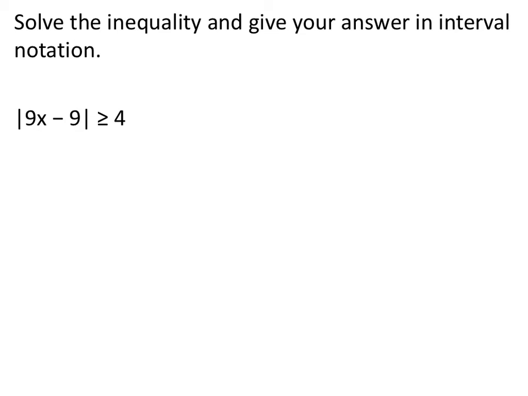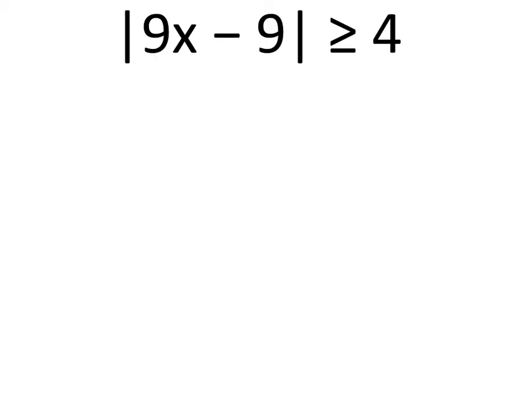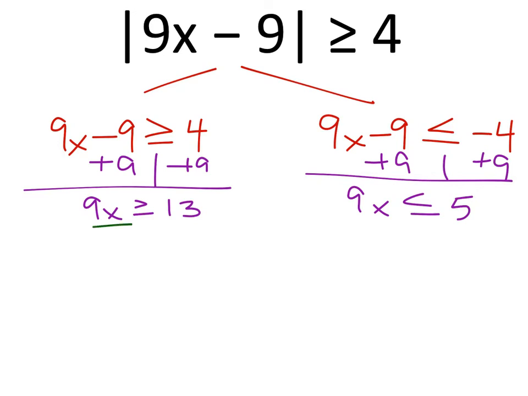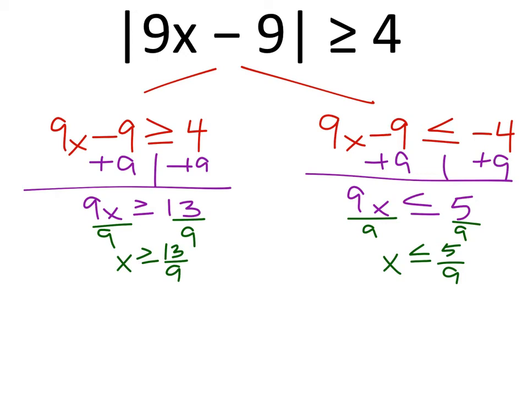All right, let's go and solve this one with the interval. So once again, I'm going to split these up. Both of them have the 9x minus 9. One of these will be greater than or equal to 4, but the other one, in comparison with the negative 4, is going to flip that inequality. Well, we'll add 9 to both sides of both equations, and then divide by 9 on both sides of both equations. All right, well, we should be ready to graph these.